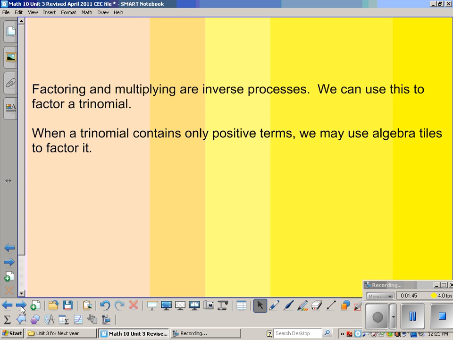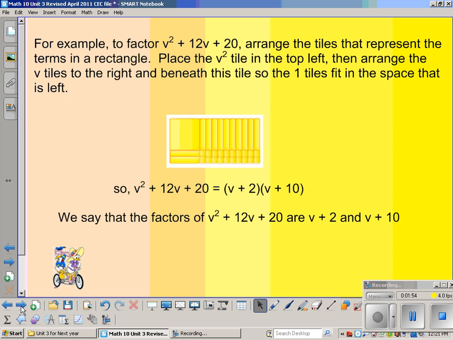We can use this to factor a trinomial. When a trinomial contains only positive terms, we may use algebra tiles to factor it. For example, to factor v squared plus 12v plus 20, arrange the tiles that represent the terms in a rectangle. Place the v squared tile in the top left, then arrange the v tiles to the right and beneath this tile so that the 1 tiles fit in the space that is left.